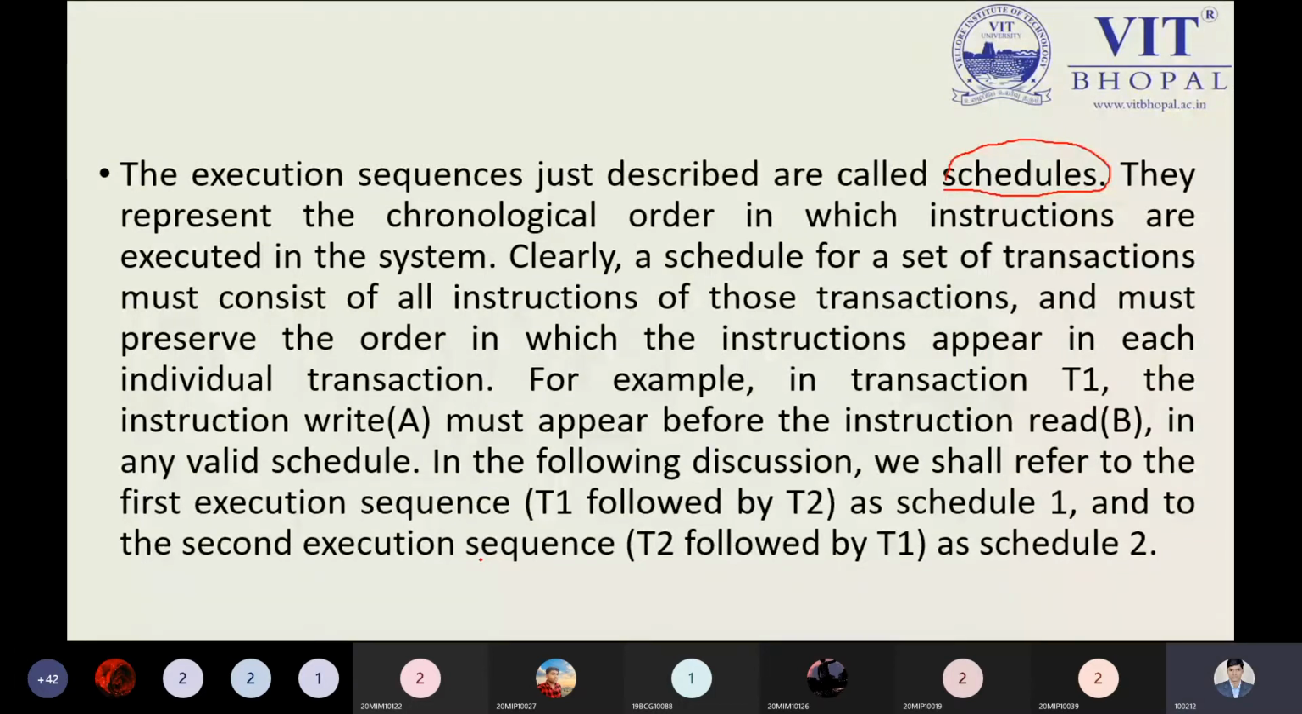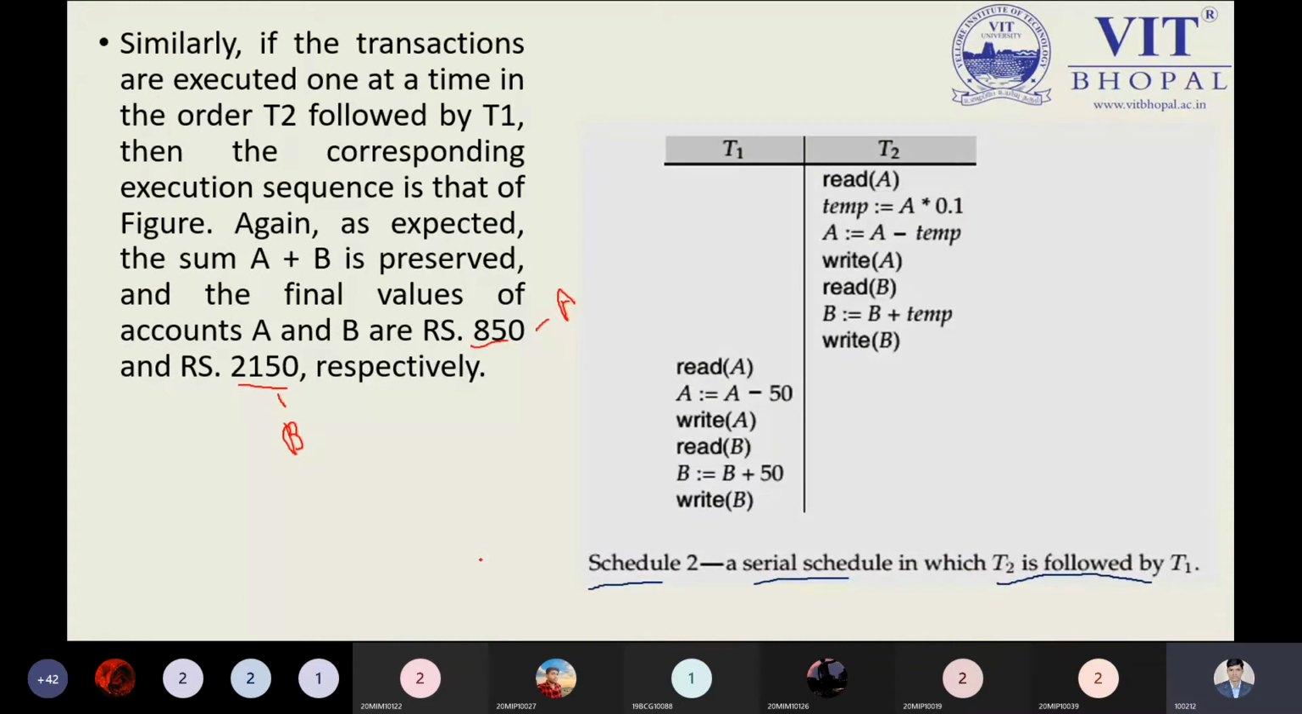For example, in transaction T1, the instruction write A must appear before the instruction read B. So that is the point. Before reading B or reading A, we have to keep in mind what order we are picking. That is the read and write operation. The write operation is writing the information to the disk, and the read operation is reading the data from the disk. That is the point you have to keep in mind.